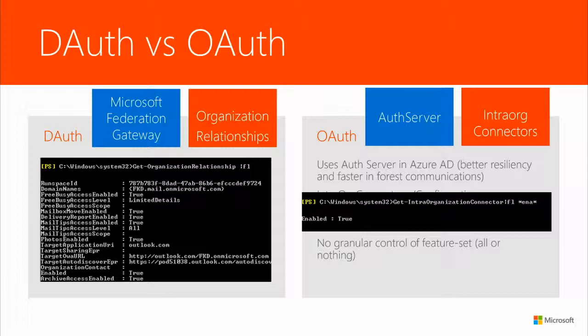We don't use them, and OAuth is preferred. When the availability service requests FreeBusy information, OAuth is the first step. If we don't find an intra-organization connector, then it looks for an org relationship. So those restrictions will not apply, okay?